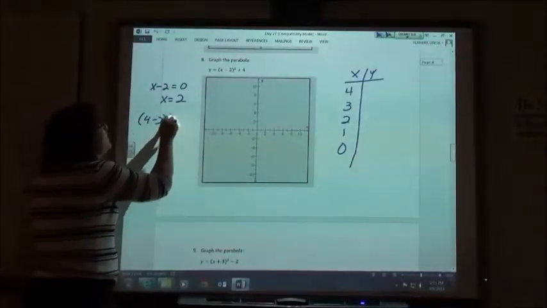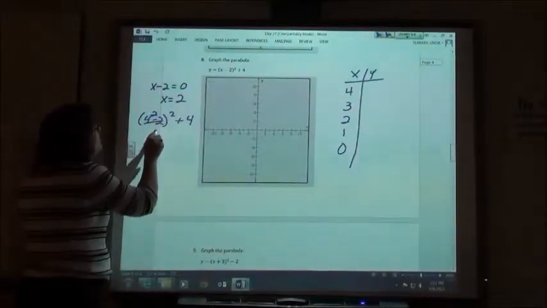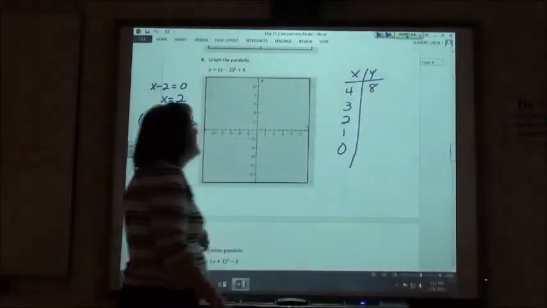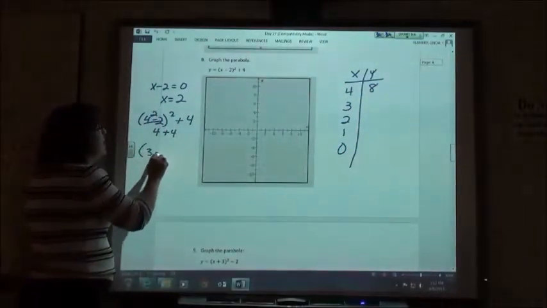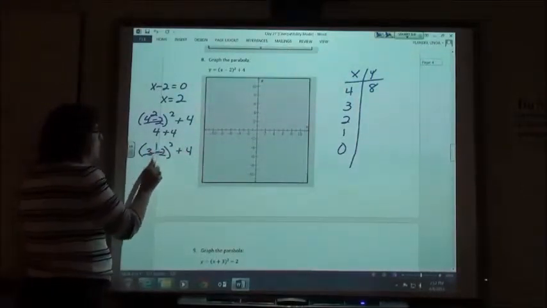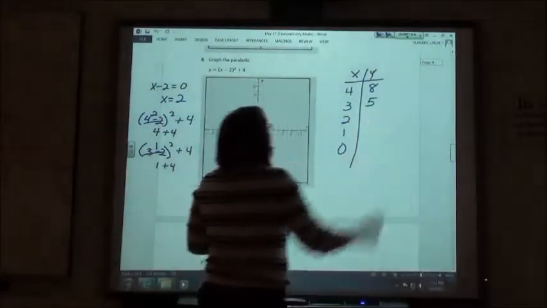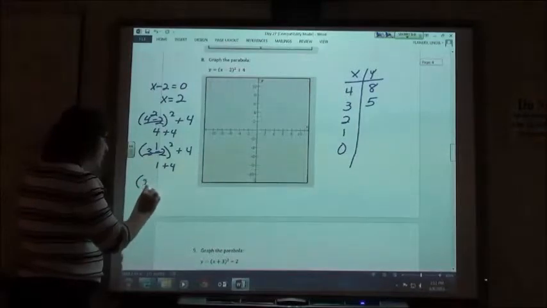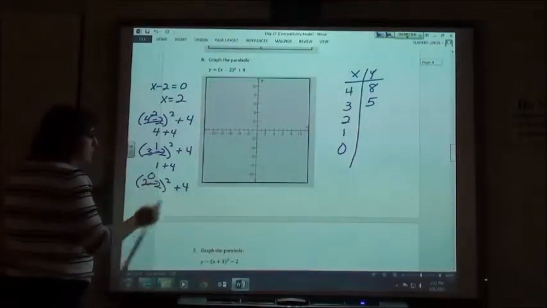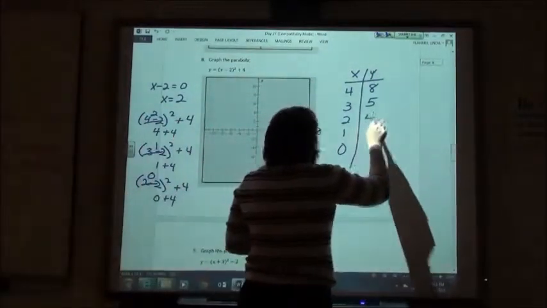4 minus 2 squared plus 4. 4 minus 2 is 2. 2 squared is 4. 4 plus 4 gives me 8. Then I'm going to do 3 minus 2 squared plus 4. 3 minus 2 is 1. 1 squared is 1. 1 plus 4, 5. Then I'm going to do the 2. 2 minus 2 squared plus 4. 2 minus 2 is 0. 0 squared is still 0. 0 plus 4 is 4.